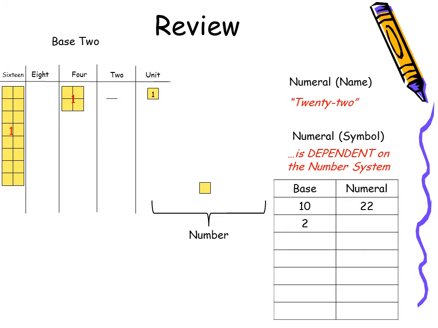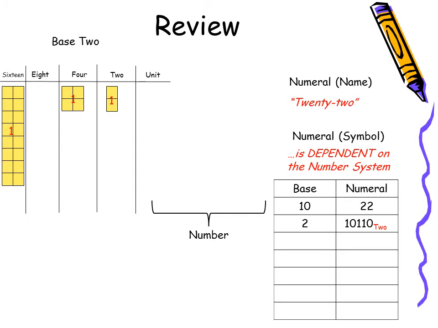And then I can't put that 22nd object in the unit space because then I'll have 2 groups and that's impossible. So then I'll move it over to 2s. So now I have 1 group of 16, 1 group of 4, 1 group of 2, which is 16, plus 4, which is 20, plus 2, which is 22. So my numeral will be 1 group of 16, 0 groups of 8, 1 group of 4, 1 group of 2, 0 groups of 1, in base 2.